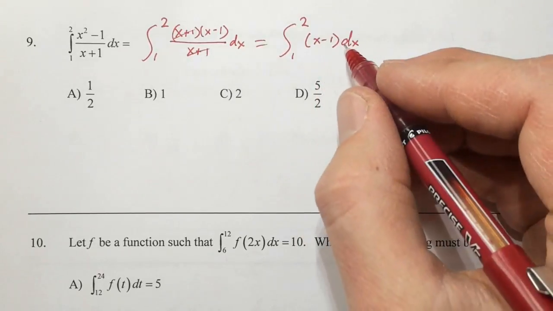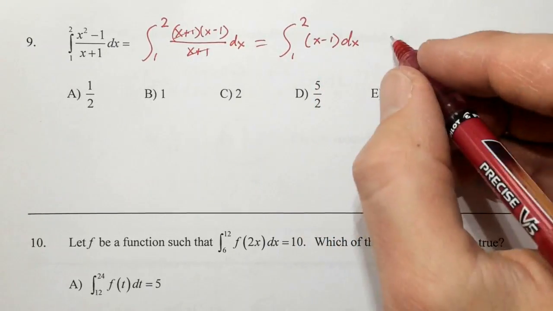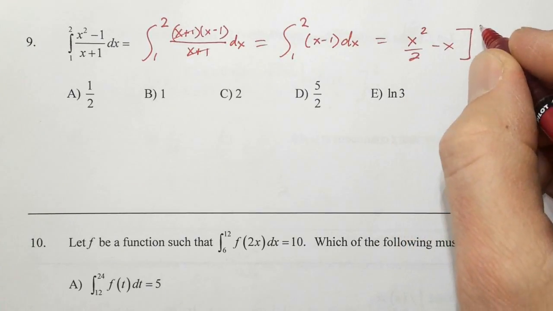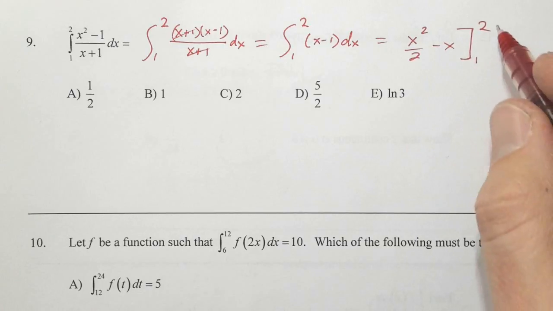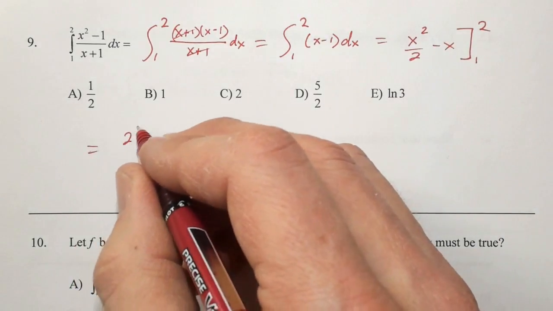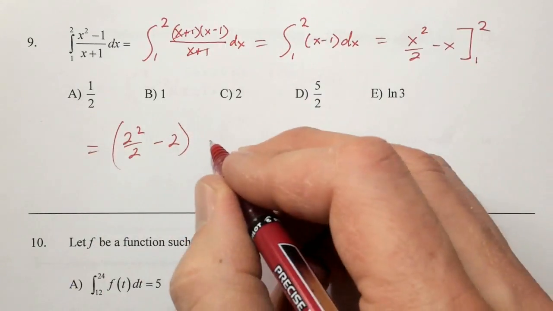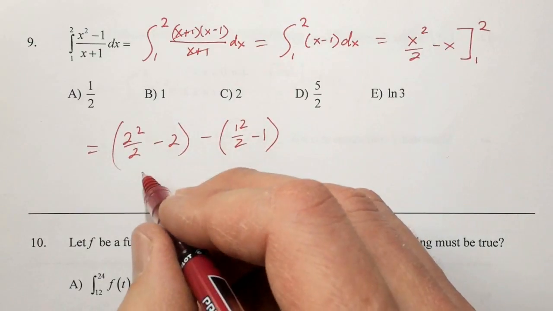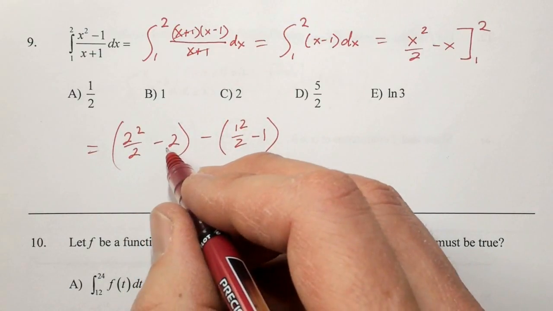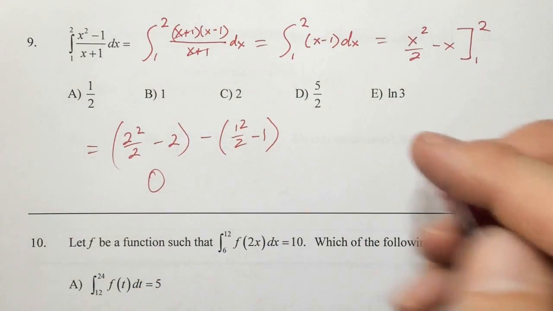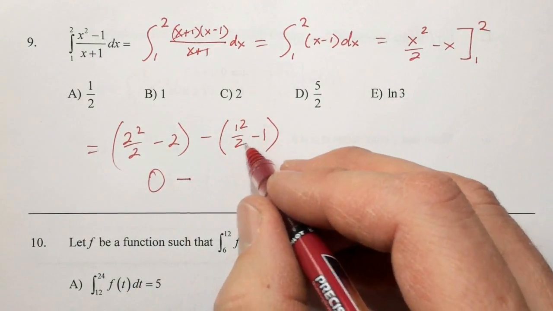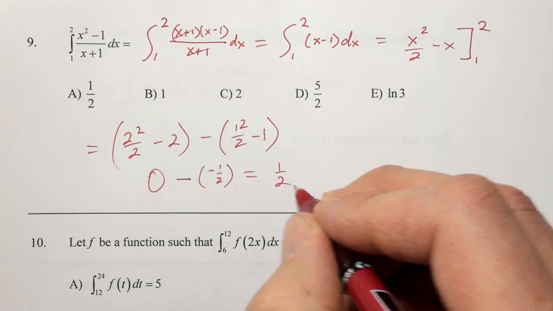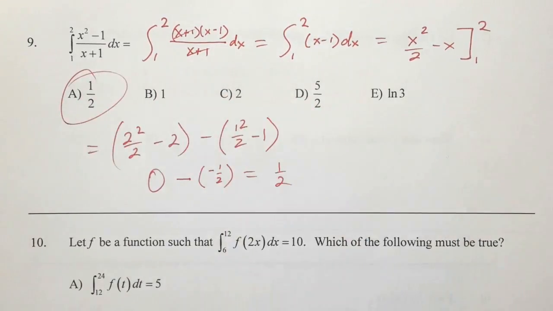Right. What we can do now is change x minus 1 into x squared over 2 minus x, being evaluated from 1 to 2. I'm going to plug the 2 in first. So we have 2 squared over 2 minus 2, and then we plug in the 1. So this is 4 over 2 minus 2. That's 0. Minus a half minus 1 is negative a half. 0 minus negative half, that's a double negative. This is a positive. Our answer is A.